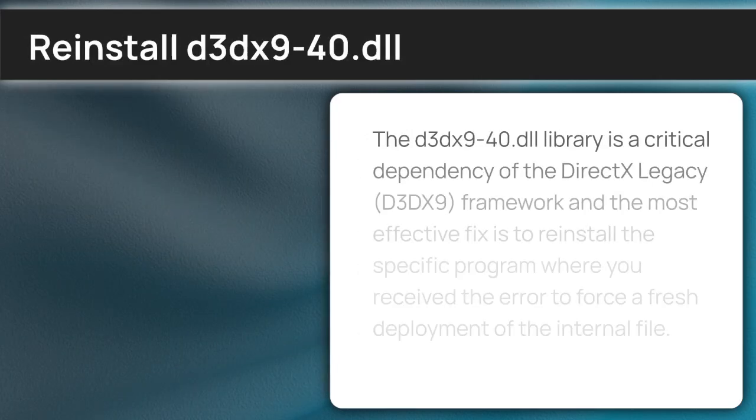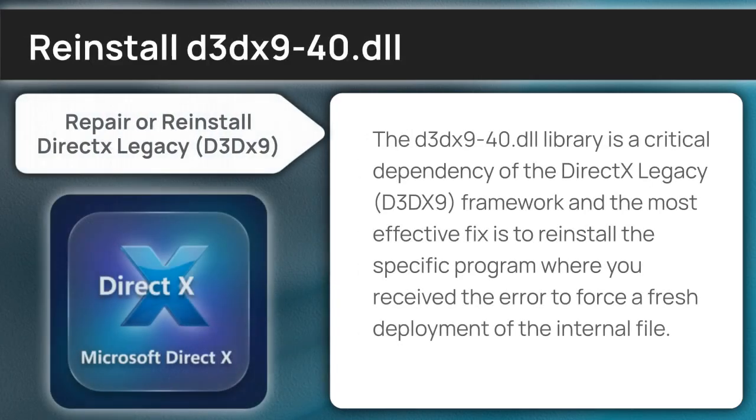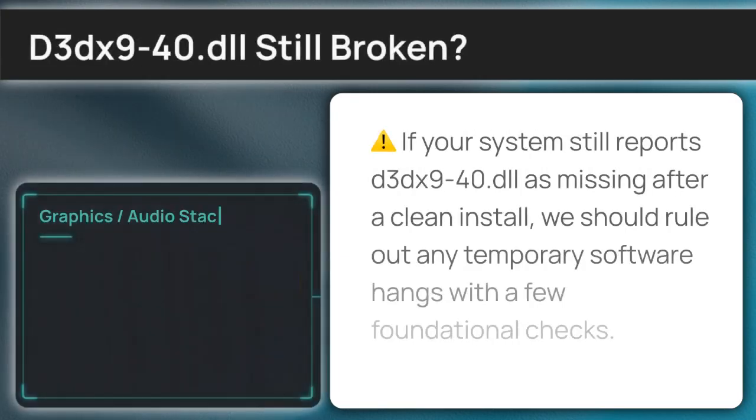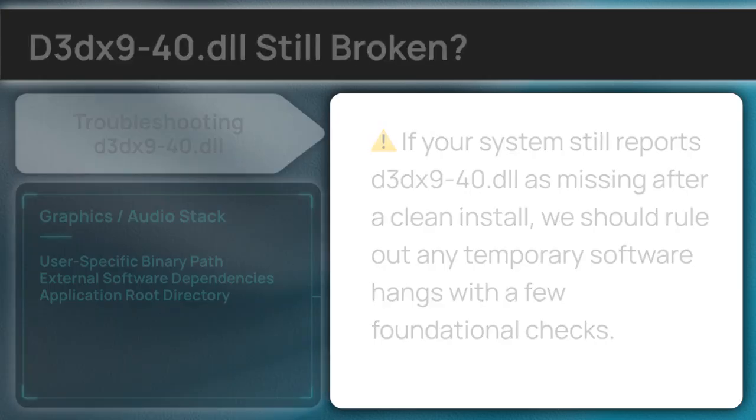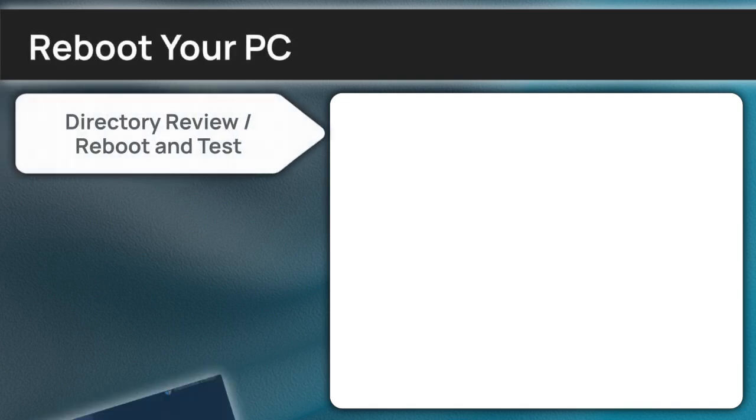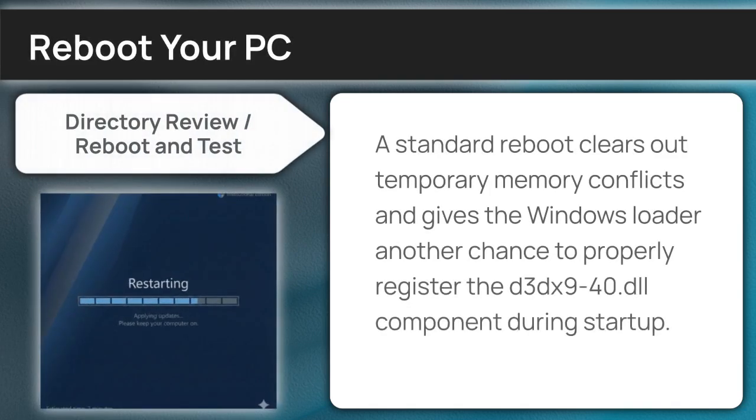The d3dx9-40.dll library is a critical dependency of the DirectX Legacy d3dx9 framework, and the most effective fix is to reinstall the specific program where you received the error to force a fresh deployment of the internal file. In the event the error remains visible, it indicates we need to verify the environment's ability to register new shared resources. A quick system restart is a practical way to ensure that all shared libraries, including d3dx940, are being loaded correctly into the current session's memory.